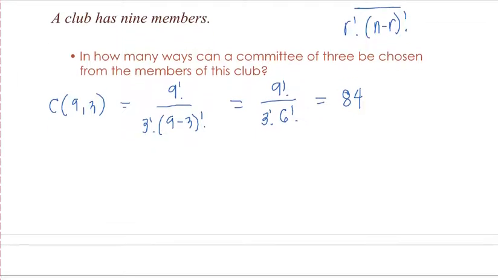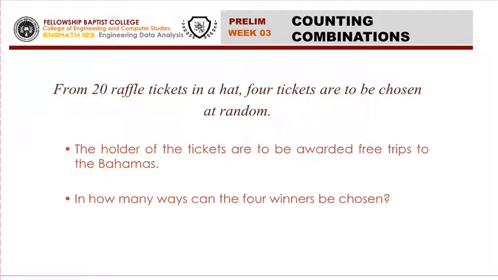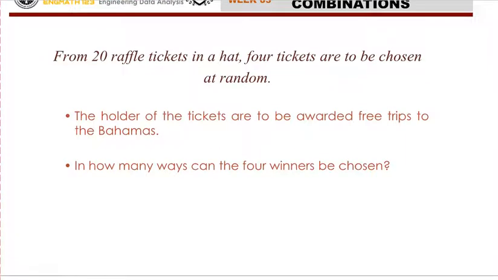Okay, so another problem. This is similar to our problem earlier. From 20 raffle tickets in a hat, 4 tickets are to be chosen at random. The holders of the tickets are to be awarded free trips to the Bahamas. In how many ways can the 4 winners be chosen? So based on this problem, we need to find the number of ways of choosing 4 winners from 20 entries. So the order in which the tickets are chosen doesn't matter.